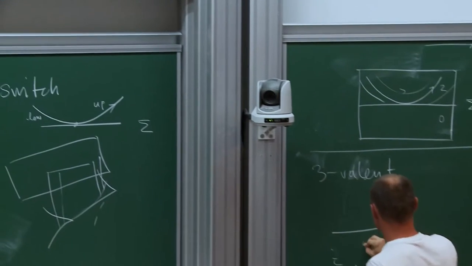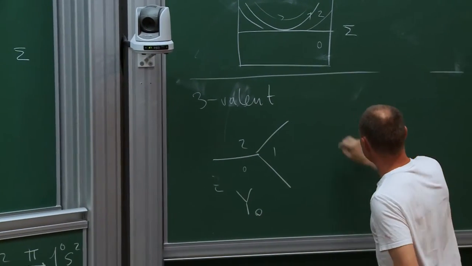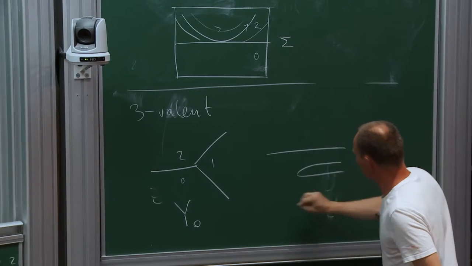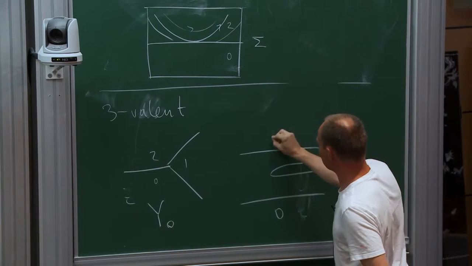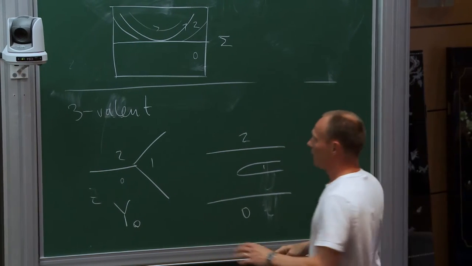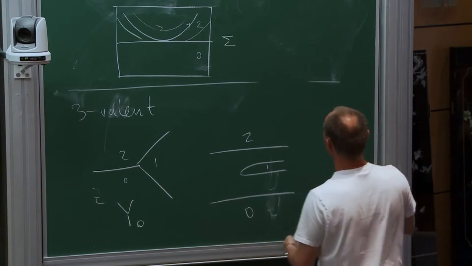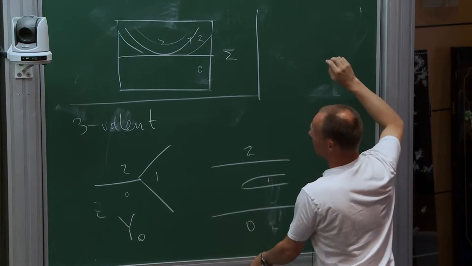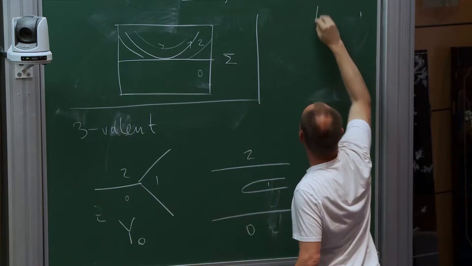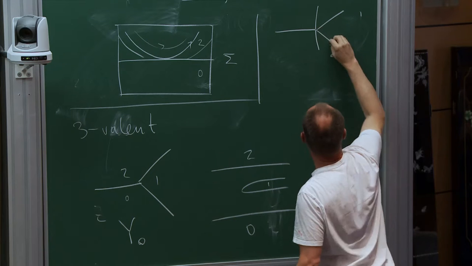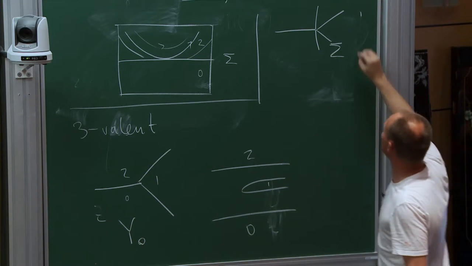I think we could do something like this. So basically, when you lift it, it will look like this. This is on sheet 0, this is on sheet 2, and this is on sheet 1. So it's like that. And there is a similar one which I call Y1, which involves also the cusp edge, and somehow the picture is the same, but here is the sigma, and it splits right over the cusp edge. So this is Y1 tree.